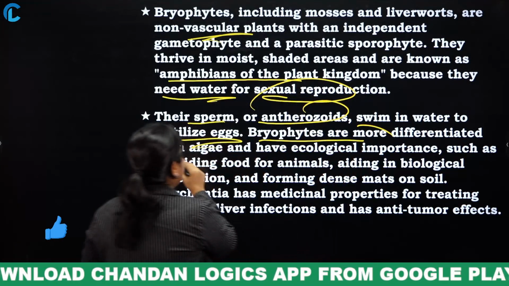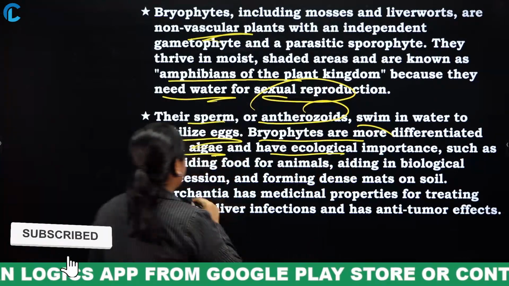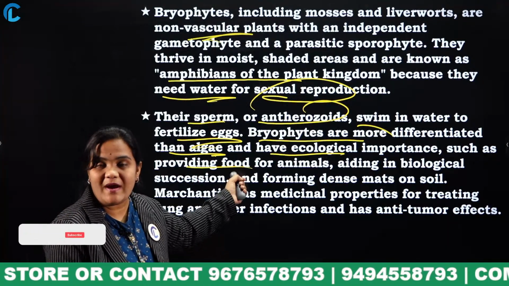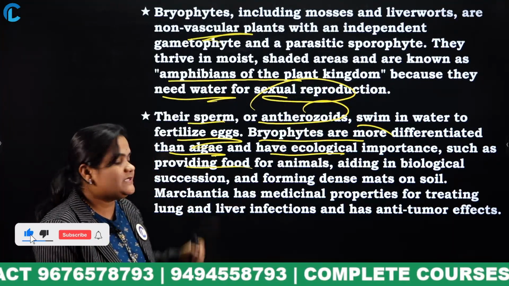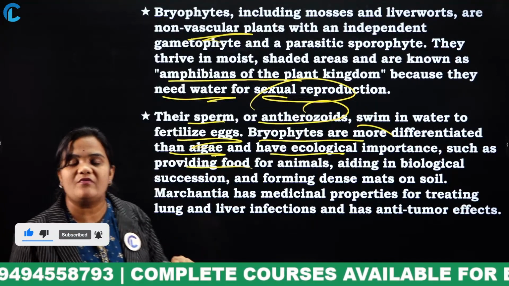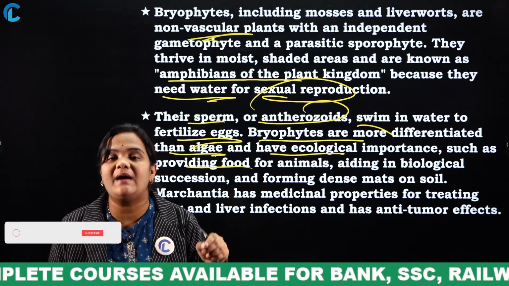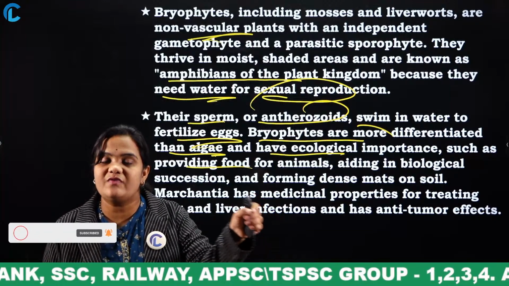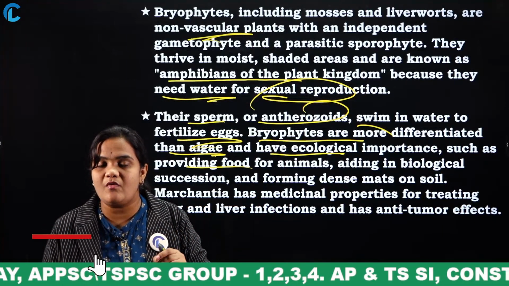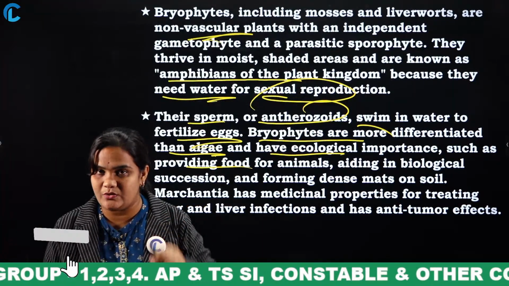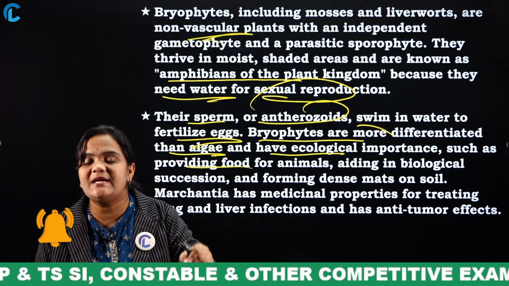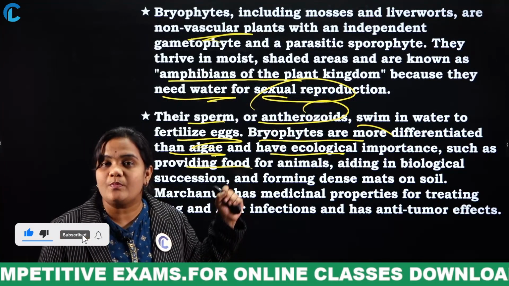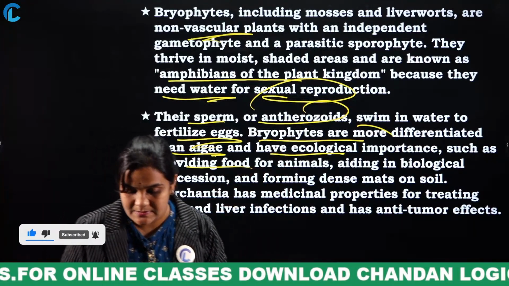Bryophytes are more differentiated than algae and have ecological importance, such as providing food for animals. What do these bryophytes do? They provide food for animals. Okay, this is all about bryophytes. Amphibians of the plant kingdom are termed as what? Bryophytes. They stay both on land as well as in water. For sexual reproduction, they enter into the water and release the sperm, such that the sperm will swim and attach to the egg. And they also provide food for what? Animals. Next.